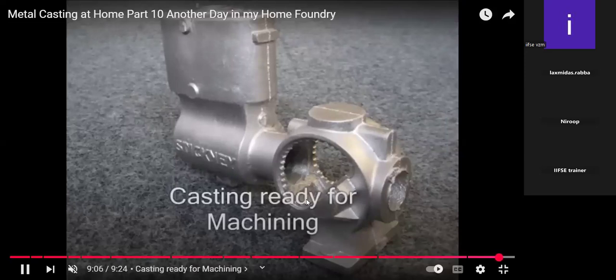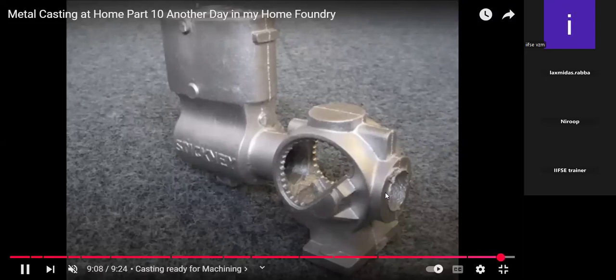Then after this, the casting will go for machining activity. So if we want to go for threading on this side, maybe it is a pump, if I'm not wrong. Okay. Hope you have understood the casting manufacturing process. Let us come back to the presentation.